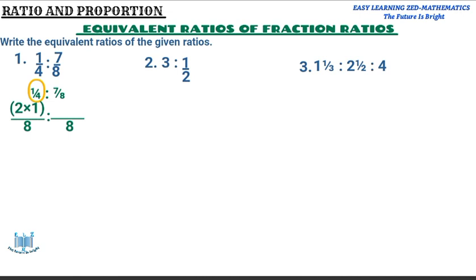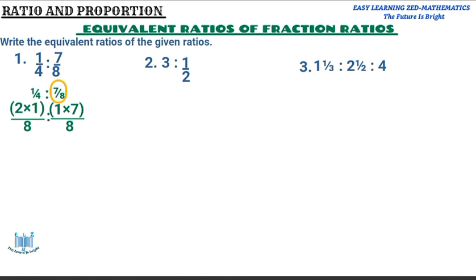Then I'm going to go to the next fraction, which is 7/8. I'm going to divide 8 by the denominator in that fraction, which is 8. 8 divided by 8 will give us 1. Then I'm going to multiply 1 by the numerator of that fraction, which is 7. So that is going to be 1 times 7, like that.